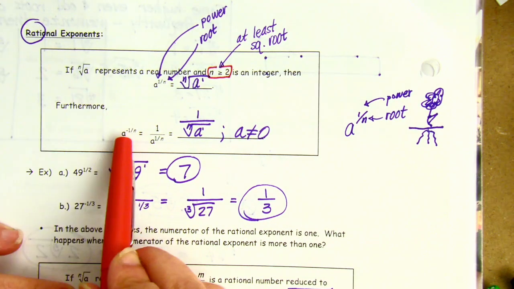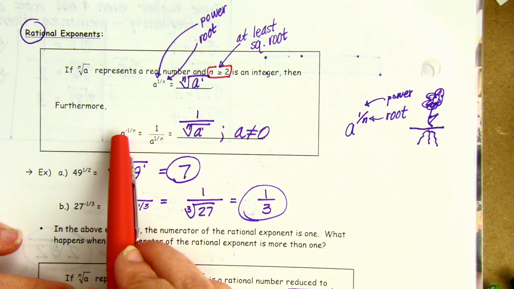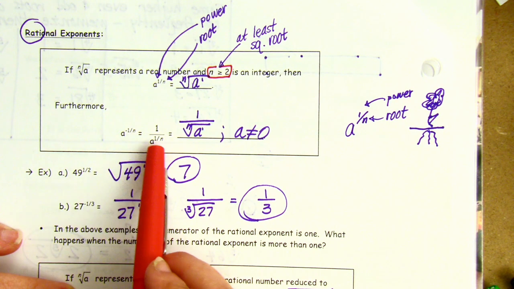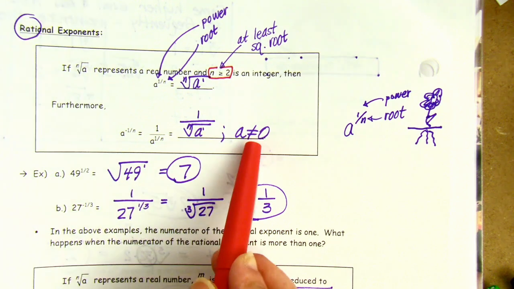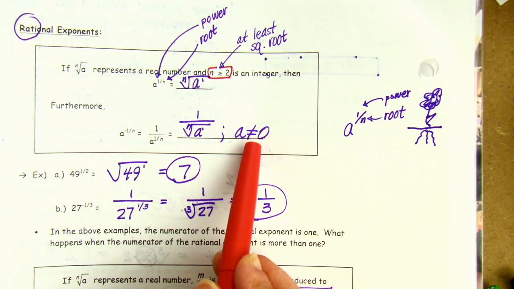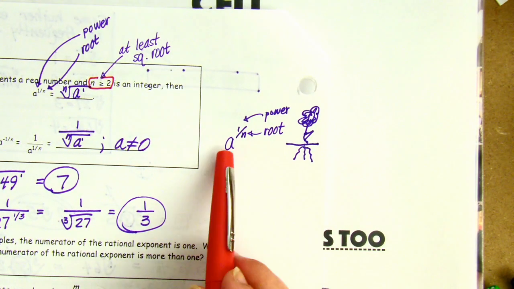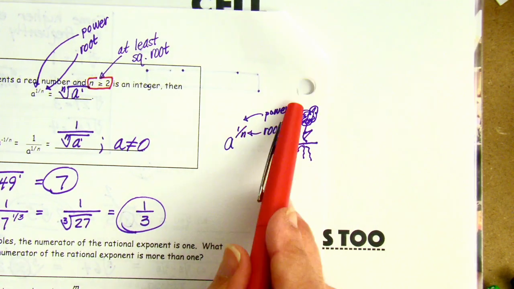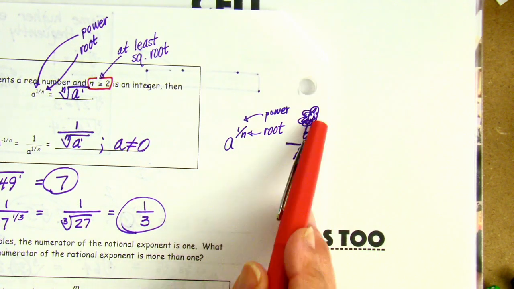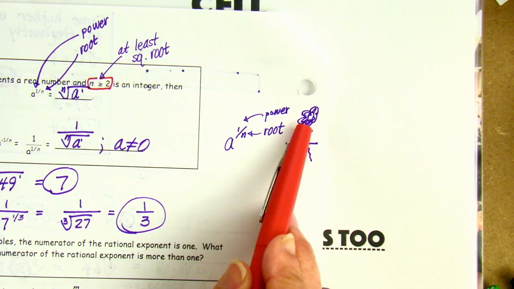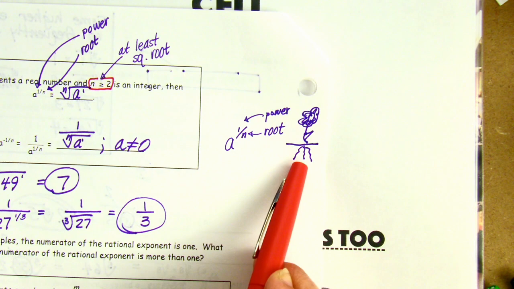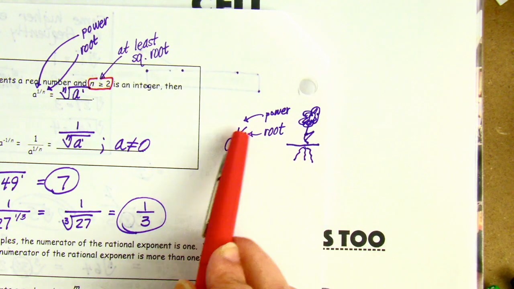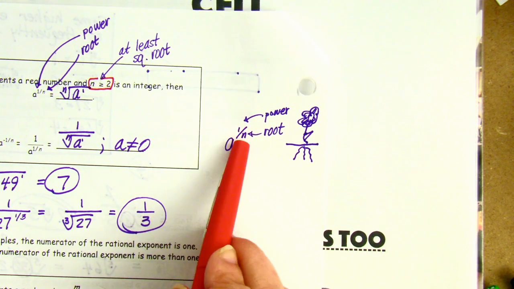Furthermore, if the exponent is negative, you would first put that base in the denominator to change the sign of the exponent, and then you would do the same thing. Of course, a can't be 0 because it's in the denominator. I have a little illustration here. A to the 1 over n. The numerator is the power. The denominator is the root, just like this little drawing here. The flower is the power, and the root is in the bottom. Okay, so whatever it takes to help you remember that with your rational exponents. Power's in the top, roots are in the bottom.